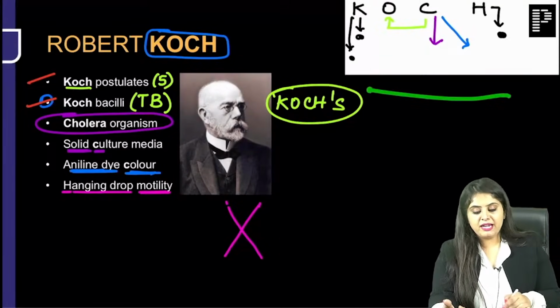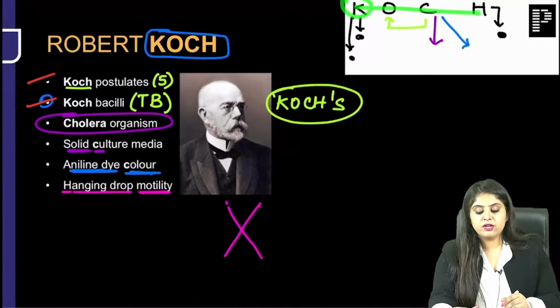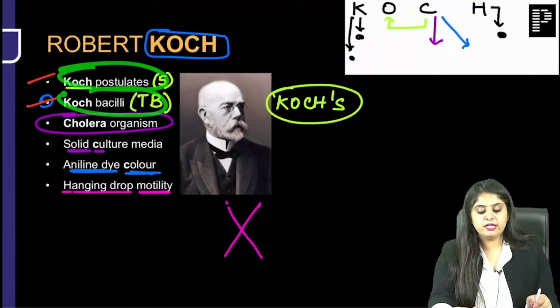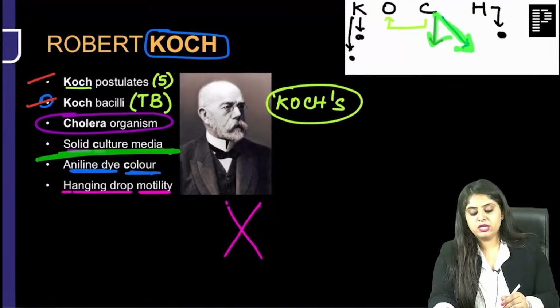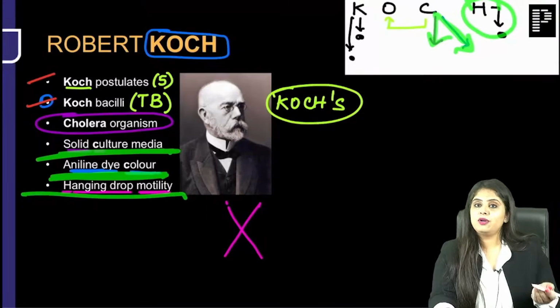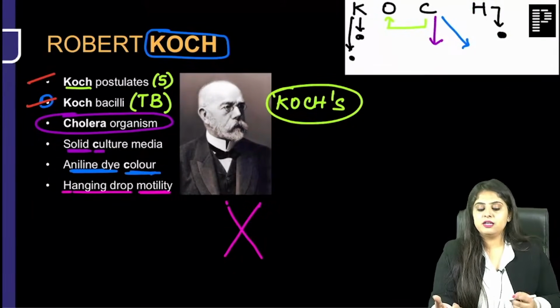For now, what is your mind map for Sir Robert Koch? Everyone repeat the mind map. A short note on Sir Robert Koch should be done for you. Koch, everything Koch. So Koch postulates, Koch bacillus. Which organism? Cholera organism. What is the culture media that he gave you? The solid culture media. Which color did he give you? The aniline dye. And which motility did he give you? Hanging drop motility. So can I say he has given me too many bacteria?